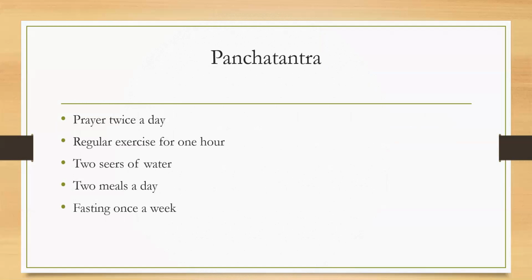Okay. This Panchatantra has to be followed for the prevention of cancer. That is waking up early in the morning and starting with a prayer. As soon as you get up, you must join your hands, be thankful to God, and then wake up with palming, and then do the daily routine and start with regular exercise for at least 1 hour, and then one must drink at least 2 cups of water in a day. Having 2 meals a day, that is in the morning and lunch in the afternoon. Try avoiding a heavy dinner at night, and fasting once in a week.